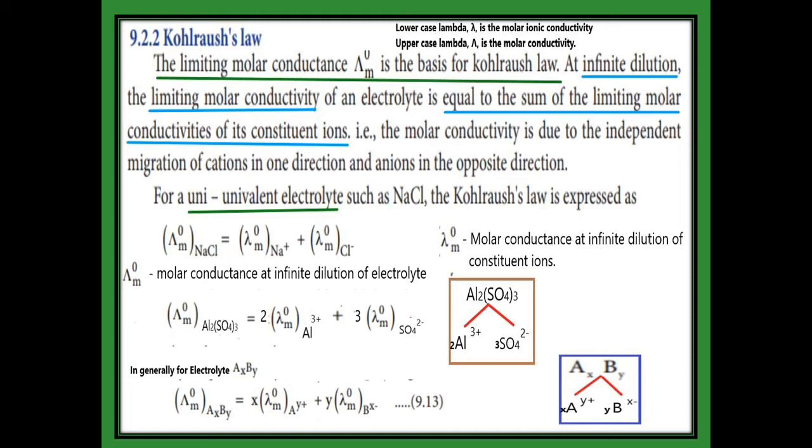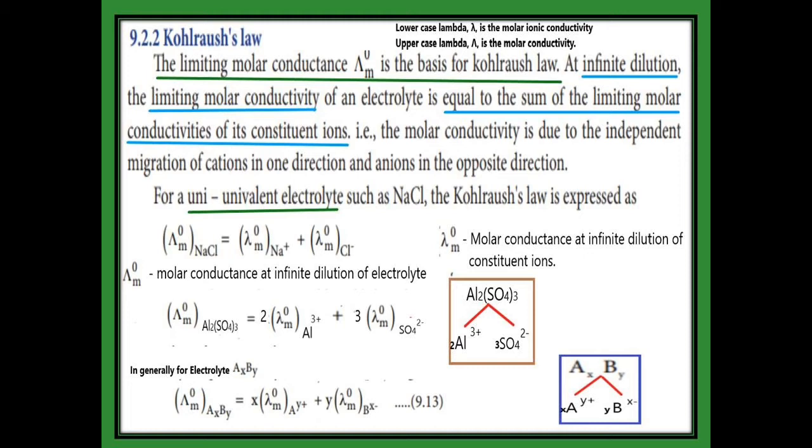And then sulfate, how many sulfate are present? 3 moles of sulfate. So we get 3 sulfate 2- ions in the water. Then the lowercase lambda of aluminum 3+, how many are present? 2. And then lowercase lambda of sulfate 2-, how many are present? 3. So we add these two, and we get the limiting molar conductance of the aluminum sulfate. What is aluminum sulfate here? Electrolyte. So the molar conductance of the electrolyte we can get from the molar conductance of the individual ions. When we add the molar conductance of the individual ions, we get the molar conductance of the electrolyte.